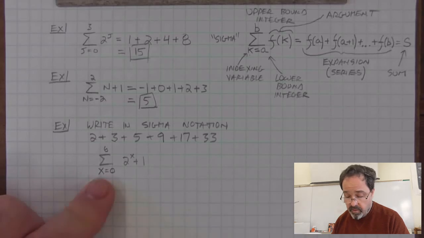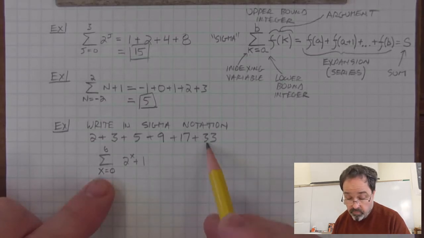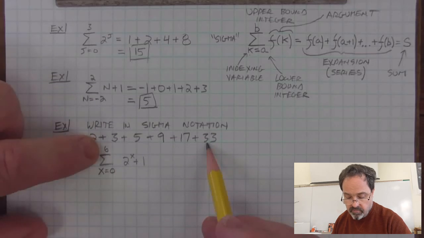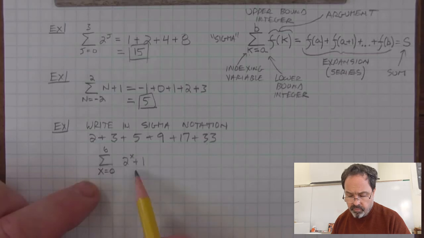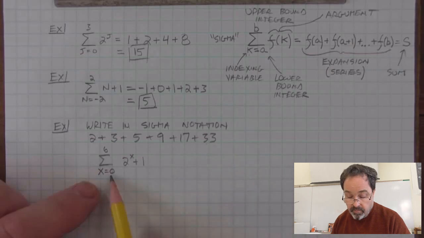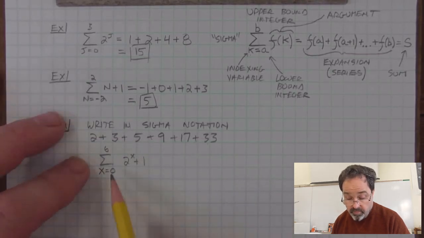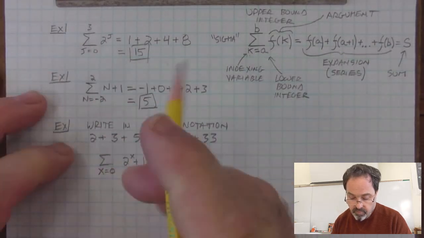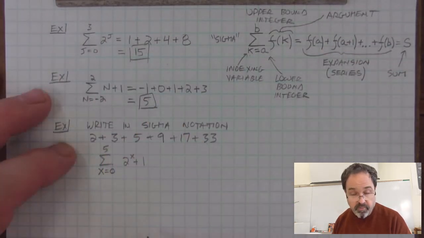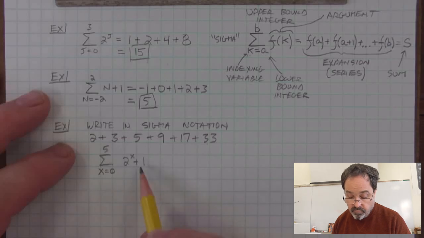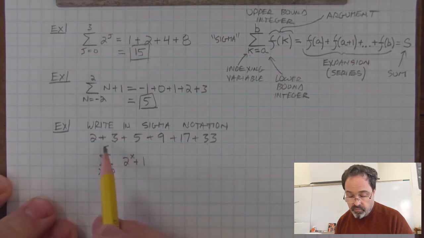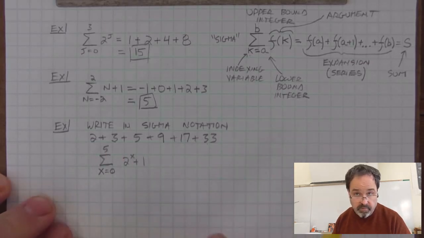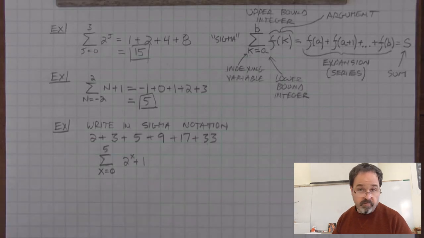But I'm in the habit of checking my very last term to confirm that it's 33. My last value is 6. I put 6 in. 2 to the 6th is 64, plus 1 is 65. I overshot it. I expected 33. But wait a minute, I remembered that I had to reduce 1 to 0, so to get that last term it must be a 5. 2 to the 5th is 32, plus 1 is 33. I've confirmed that this sigma notation will produce that series. And I did it in the manner of guess, check, modify.